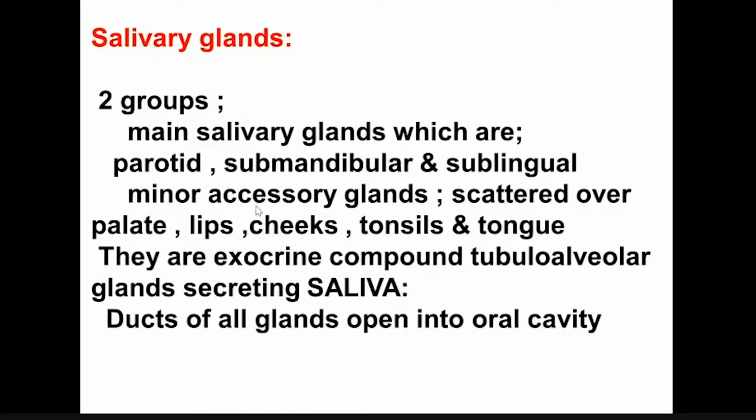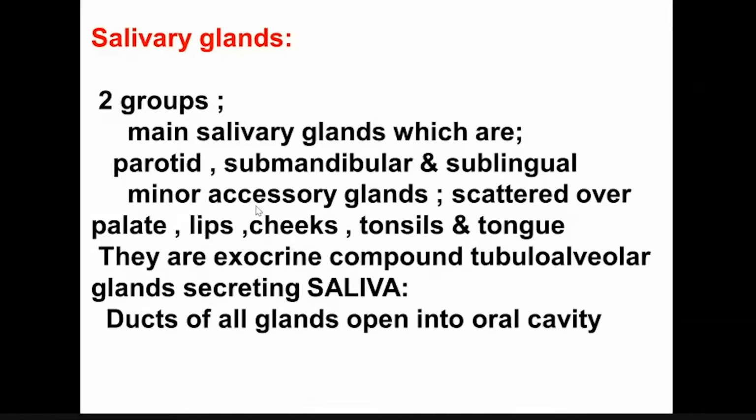In addition, we have minor salivary glands. These are small. They lie within the mucosa. They are scattered over the palate, that's the roof, over the lips, the cheeks, the tonsils, and over the tongue. Now, all the salivary glands, the minor and the major, they are exocrine glands.